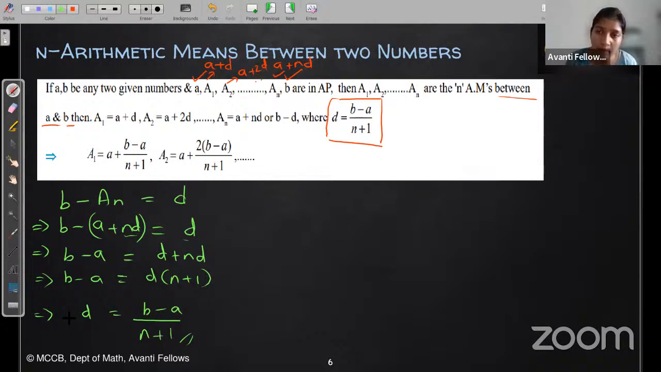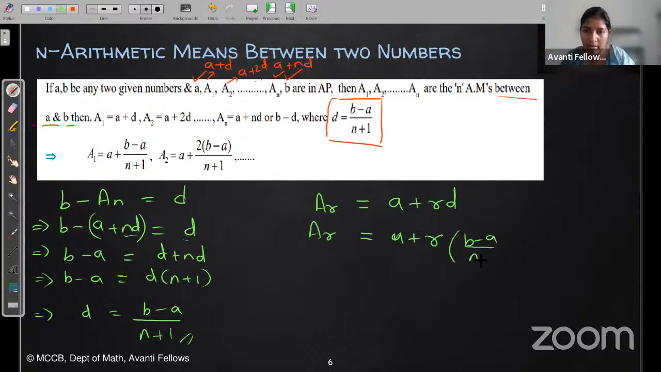If n arithmetic means are inserted between A and B, and AR is the R arithmetic mean, then its value will be what? A plus RD, right? According to this, the nth arithmetic mean value is A plus ND, so the R arithmetic mean value will be A plus RD. We can write it as A plus R times B minus A divided by n plus 1. So is it clear to you all? If n arithmetic means are inserted between A and B, how to find its value?